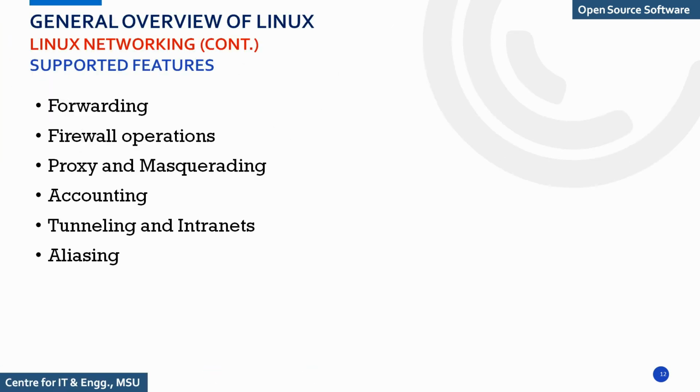And in Linux networking, the supporting features are forwarding. Linux has firewall operations. It has proxy, and you can do tunneling and intranets using Linux networking.